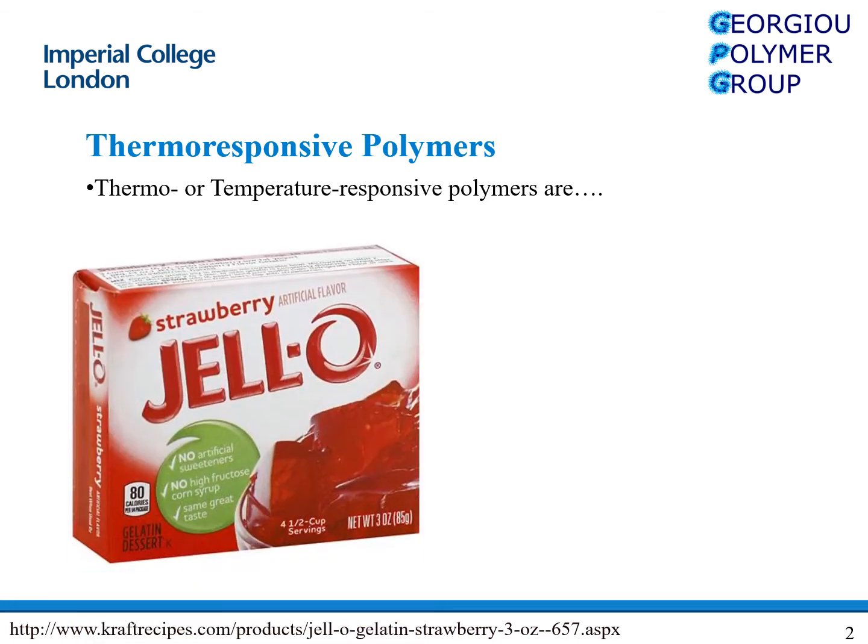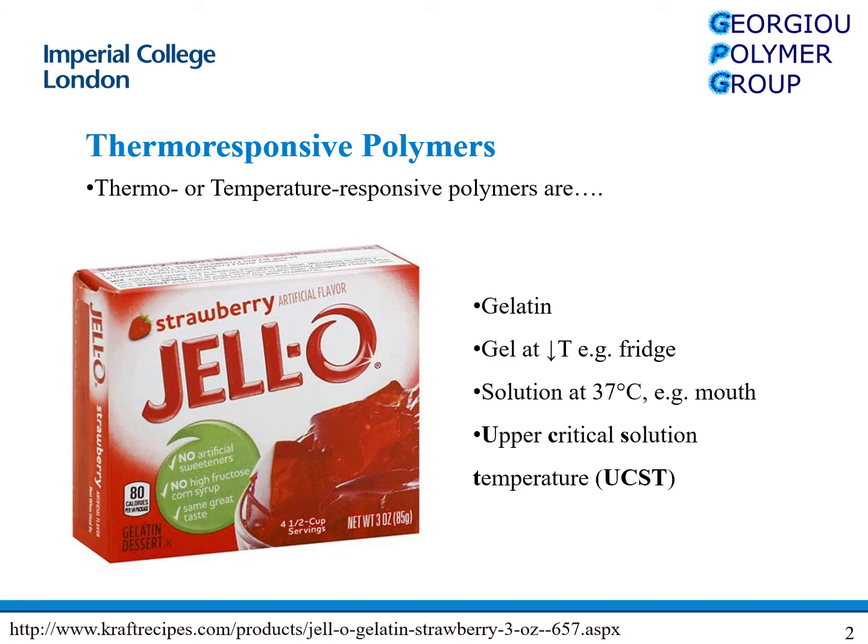The most famous thermoresponsive polymer in daily life is gelatin. So gelatin is a gel at low temperatures, for example in the fridge, while it's a liquid when you eat it, and this is because the temperature changes from room temperature or low temperature to body temperature. And once gelatin becomes liquid in your mouth, it releases all the nice flavors.